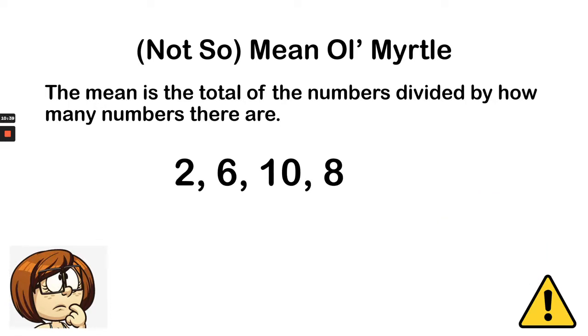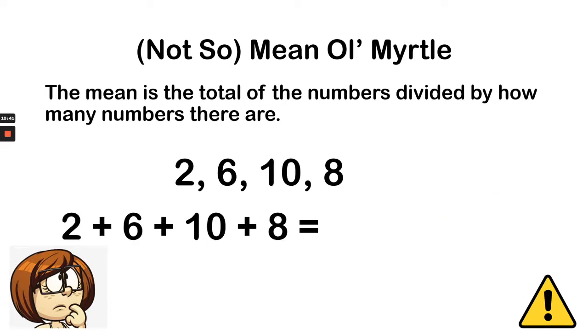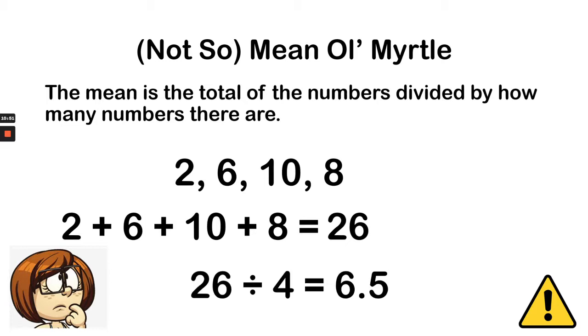All right, let's have a look. 2 plus 6 plus 10 plus 8, which gives me a total of 26. There were 4 numbers added together, so I need to share between those 4. 26 divided by 4, or 26 halved and halved again, gives me 6.5. 6.5 is the mean of these numbers.